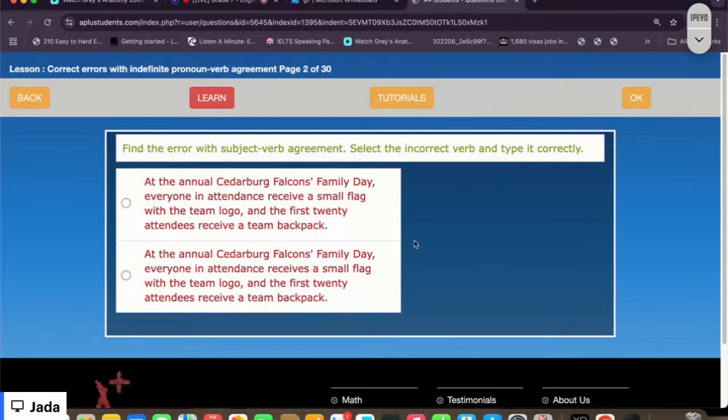So we have at the annual Falcons Family Day, everyone in attendance receive a small flag with the team logo, and the first 20 attendees receive a team backpack. So the verb here is receives and then receive. So you have to make sure that you choose the right one. So what do you think is the right answer over here?